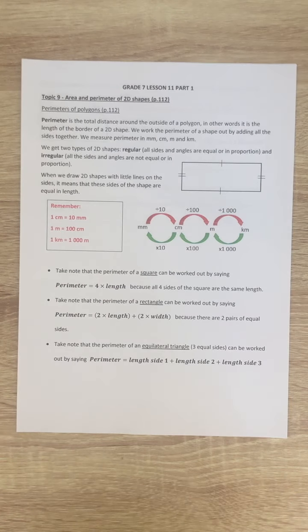So all that those little lines are showing you is which corresponding sides are equal in length. So if there's sides that have two lines, we know that those lines are equal. If there's lines that have one line, we know that those are equal.